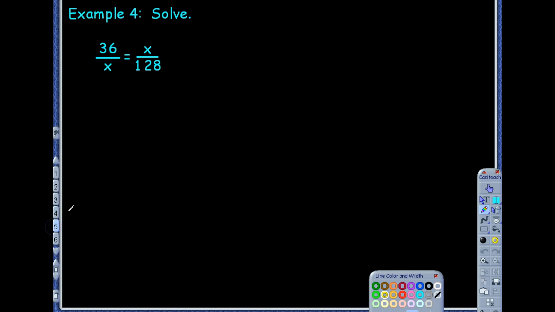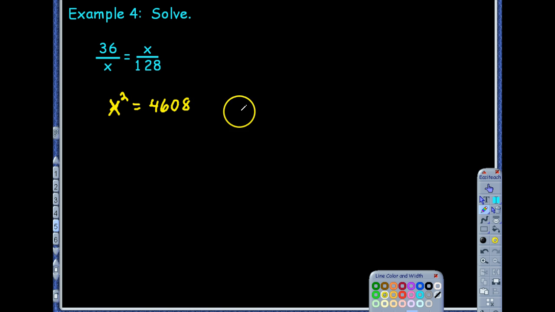Great. All right, so this next example, it just says solve, right? It's a proportion. So how do we solve a proportion? We're going to cross multiply. All right, so what are we going to multiply first? I'm going to say, let's do the x times x. Okay. And I know x times x gives me x squared. All right. And when we take 36 times 128, we end up with 4,608.